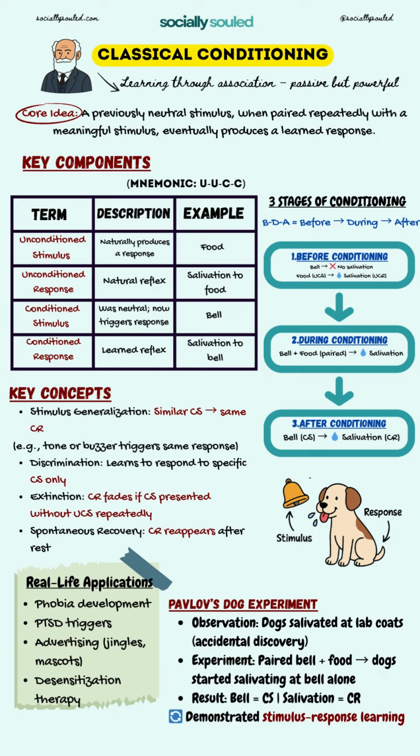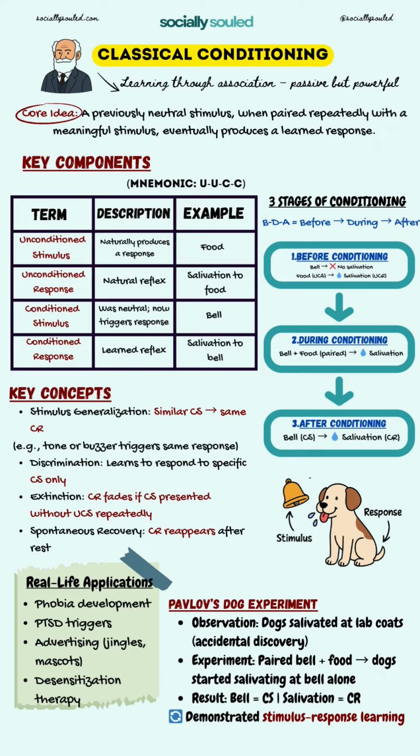First, the unconditioned stimulus, something that naturally produces a response, like food. Unconditioned response, the natural reflex, such as salivating when you see or smell food. The conditioned stimulus starts off as neutral, maybe it's the sound of a bell, but after it's paired with food over and over, the bell alone starts to trigger a reaction. And that learned reaction is called the conditioned response, salivating just at the sound of the bell.